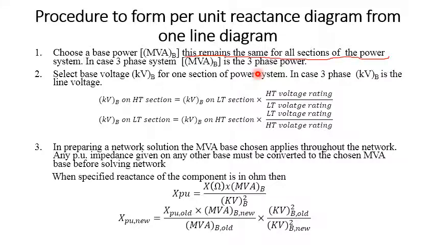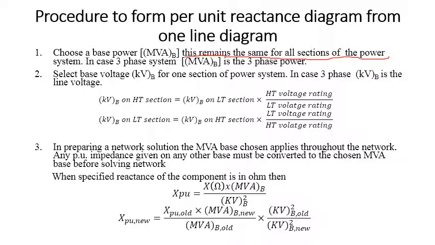Then coming to the next step, we need to choose the base voltage for one of the sections of the power system. In case of the three phase, that will be the line voltage. This should preferably be in terms of kV. The various sections of the power system work at different voltage levels, and the voltage conversion is achieved by means of transformers, because they play an important role.